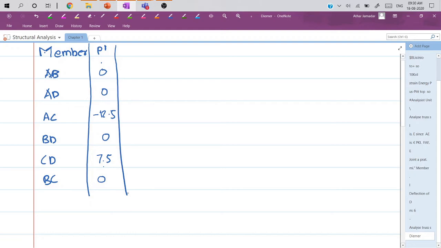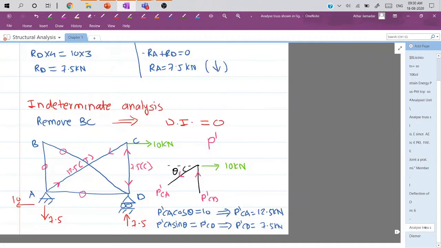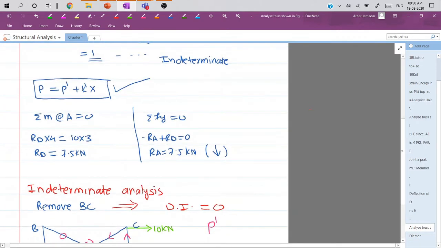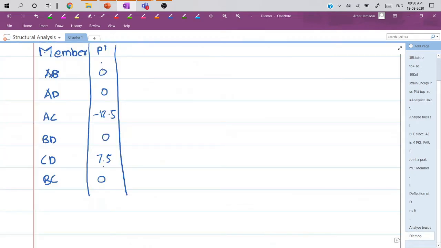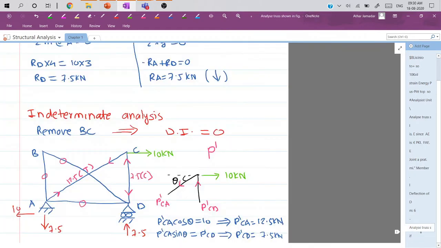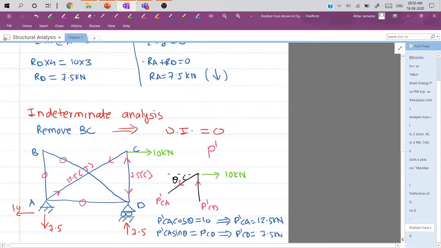Now next, in this formula we have found P dash for all the members. Now we will see what is the meaning of K dash. So the next column in this table will be the K dash column. Now what is the meaning of K dash in analysis of an indeterminate truss?